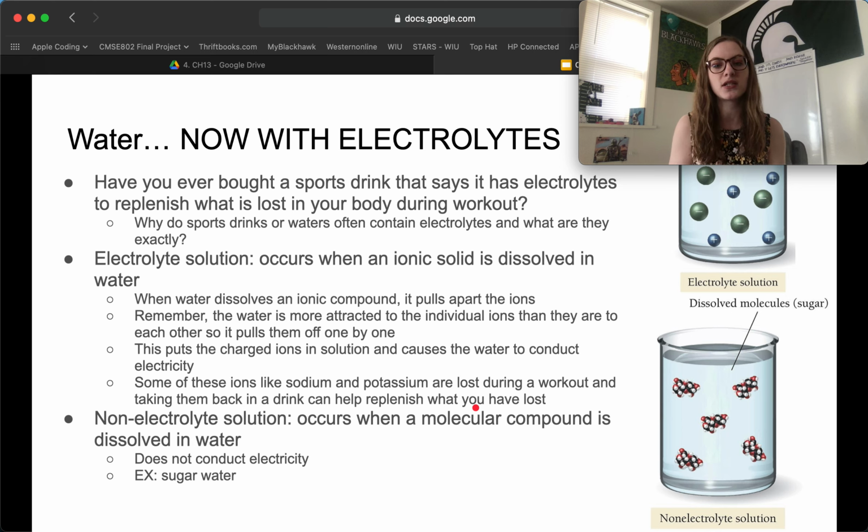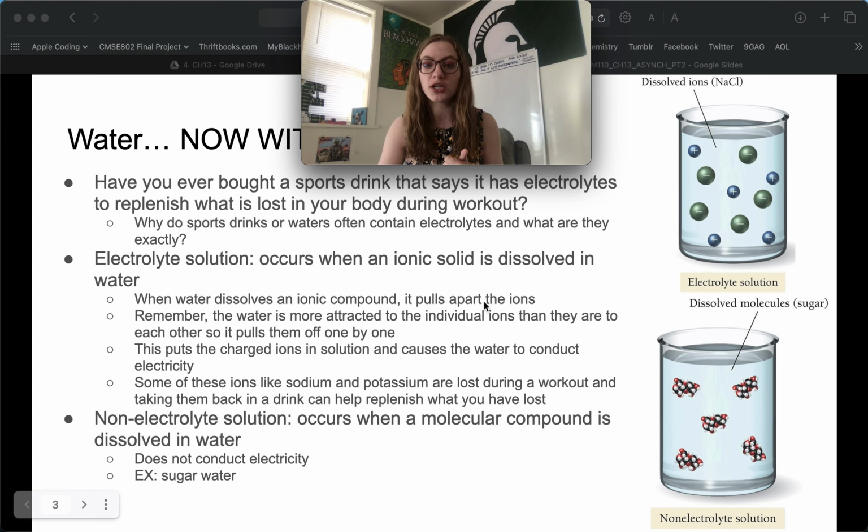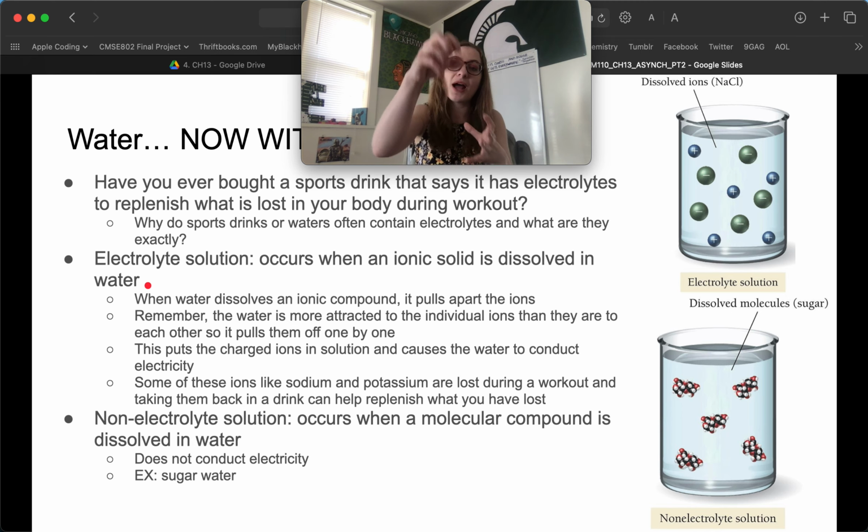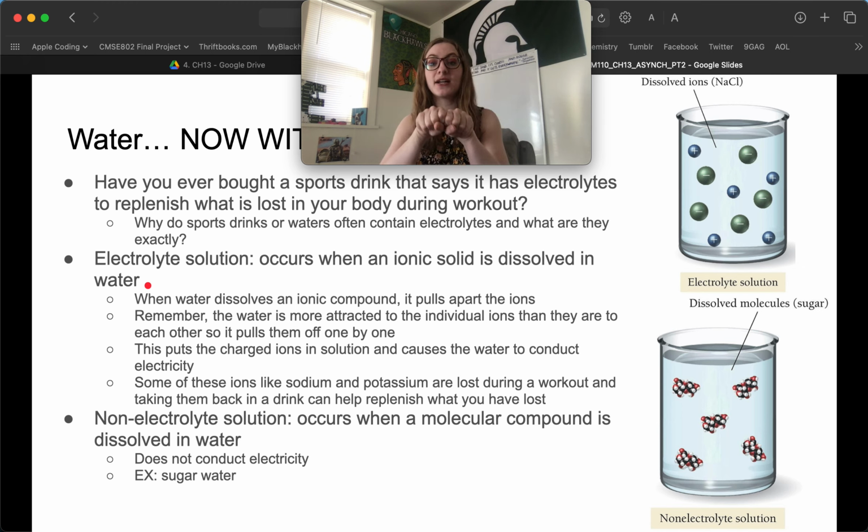An electrolyte solution occurs when an ionic solid is dissolved in water. We've already talked about some of this, but remember, when water dissolves an ionic compound versus a molecular compound, in an ionic compound it's going to pull apart each of those ions. The ions are only held together through a positive and negative attraction, so that polar water molecule with a positive and negative end can line up and pull apart all of those ions. Those water molecules are more attracted to the individual ions than they are to each other, so water is able to break those interactions and form new ones with the ions rather than the ions with each other.